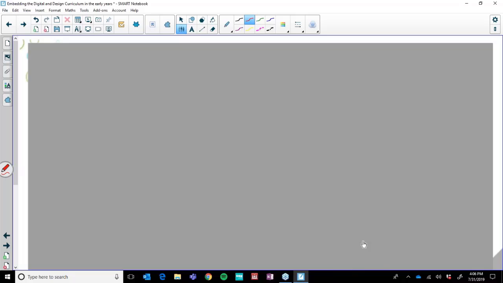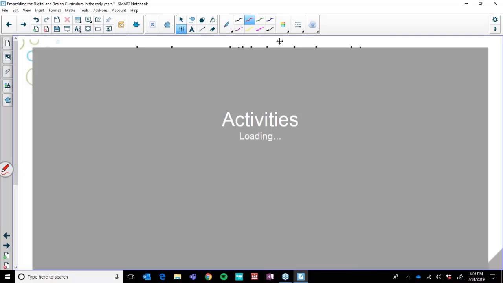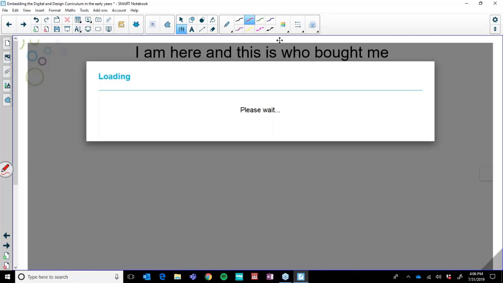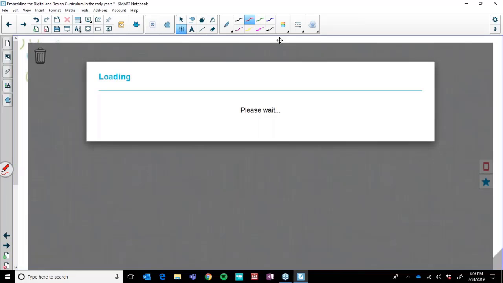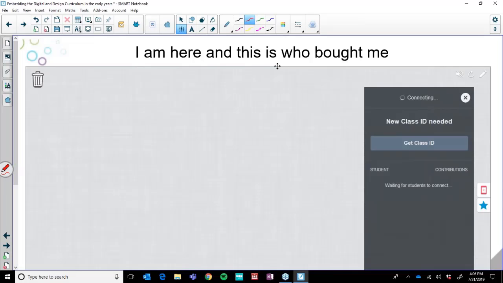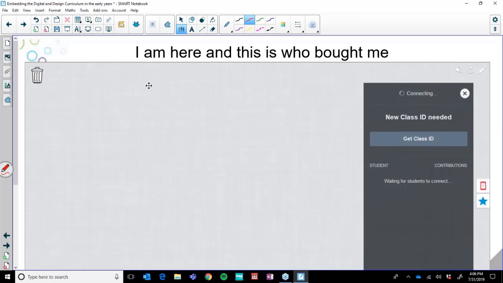And what we said was, I am here and this is who bought me. So our little friends popped into the classroom, arrived very early. And the rule was they had to walk up to the iPads that were set up. 5-year-olds, 6-year-olds, and 4-year-olds are extremely well versed in taking selfies. And so that's all they had to do: take a photo of I am here and send it to the board. And this is who bought me. So they took a photo of the adult that dropped them off.